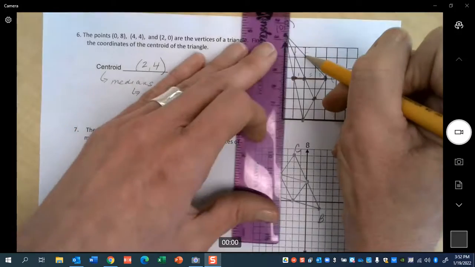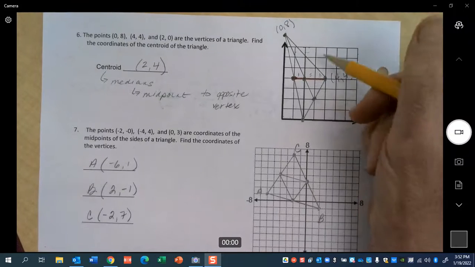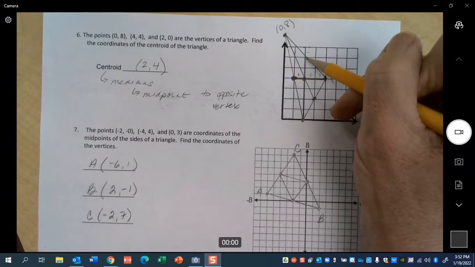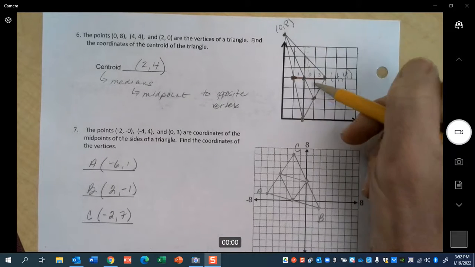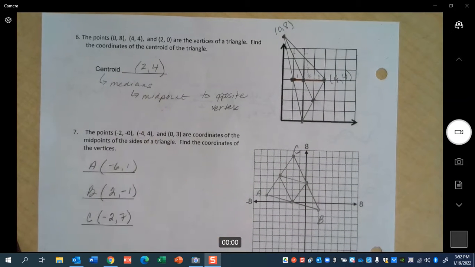Same thing works here. This centroid is going to be vertical, and then I have that same 2/3, 1/3. Here's 2 blocks, and here's 1, 2, 3, 4 blocks. So we're going to be that 2/3, 1/3 story with our medians.